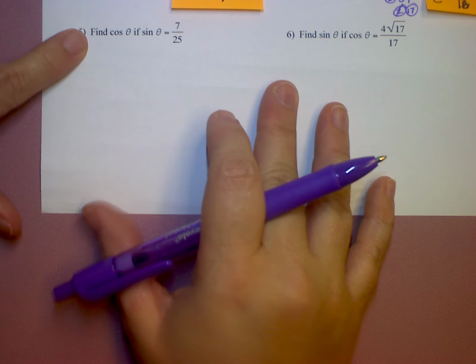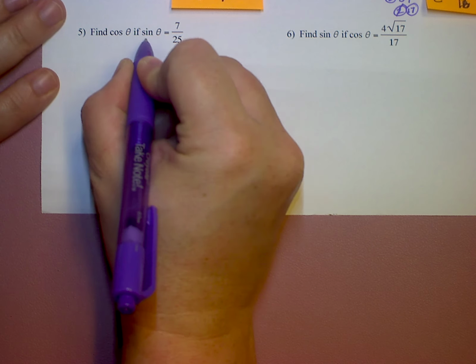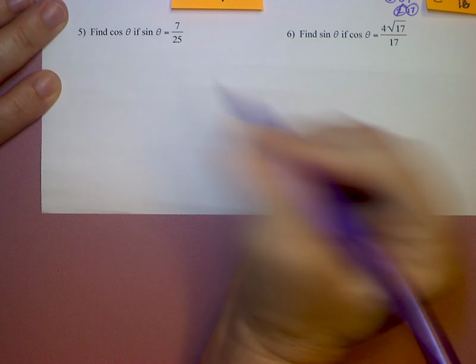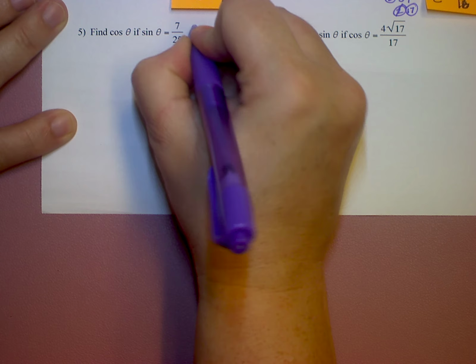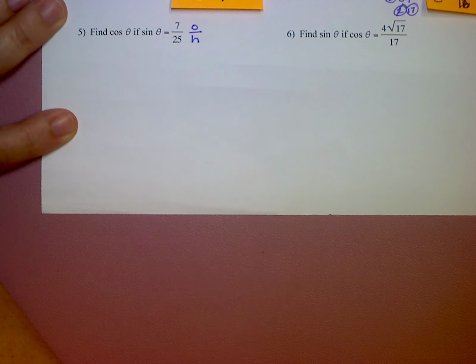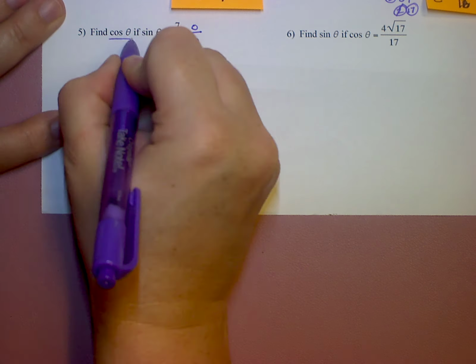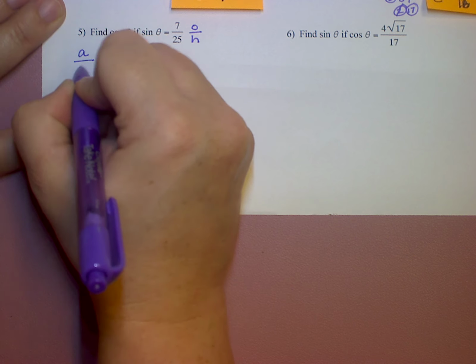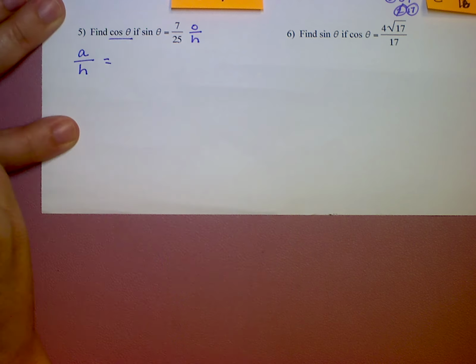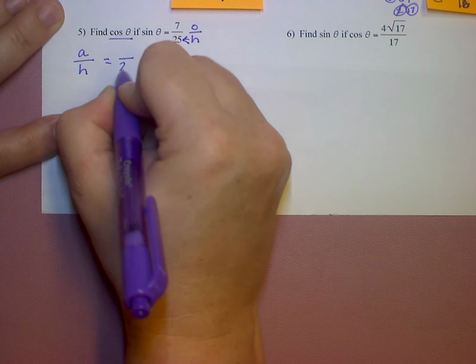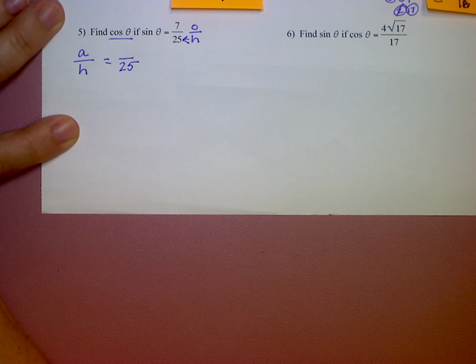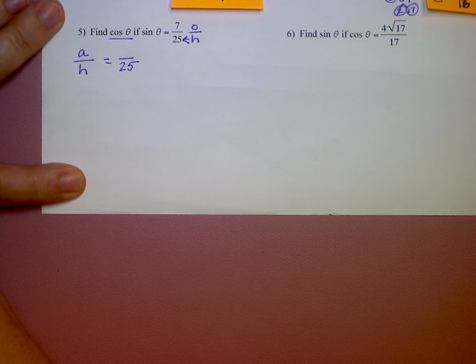So find the cosine of theta if sine of theta is equal to 7 over 25. What do I know about sine? I know it is opposite over hypotenuse. And I know that cosine is adjacent over hypotenuse. So I know part of the answer. The hypotenuse is going to be 25. What I don't know is the adjacent. So could I draw a picture to go with this? Yeah. I don't have to, but I could.